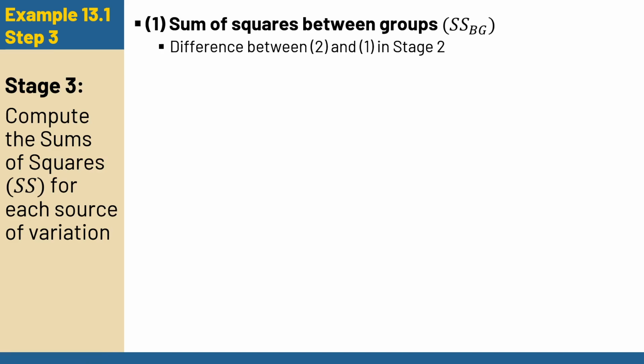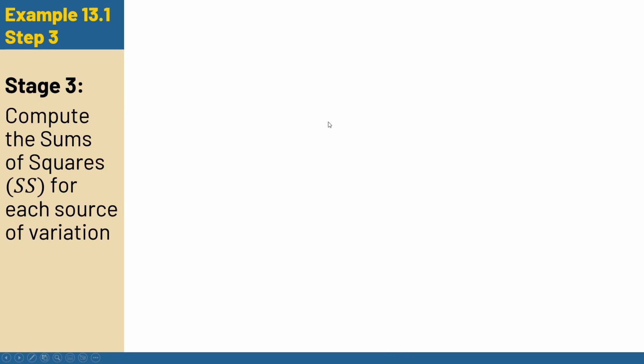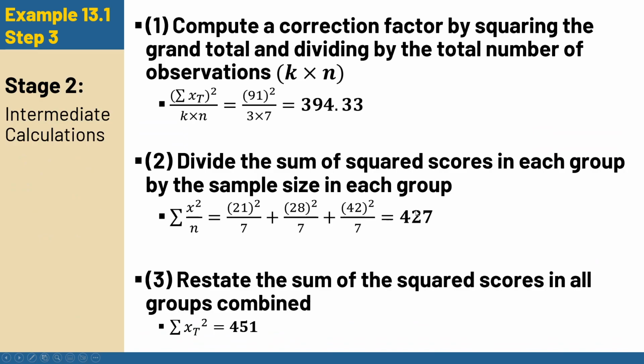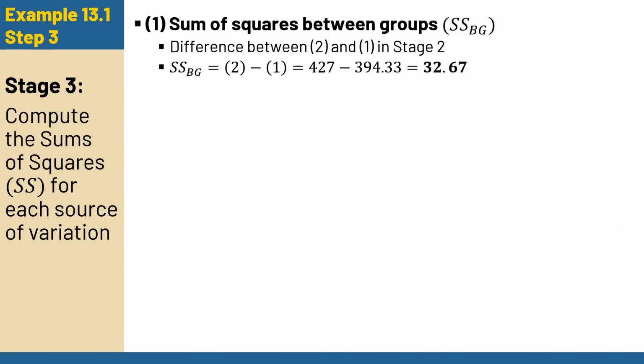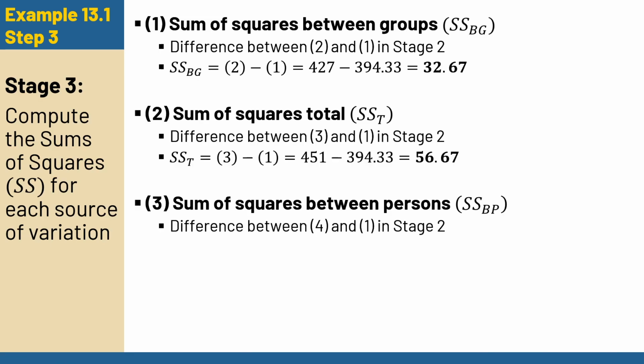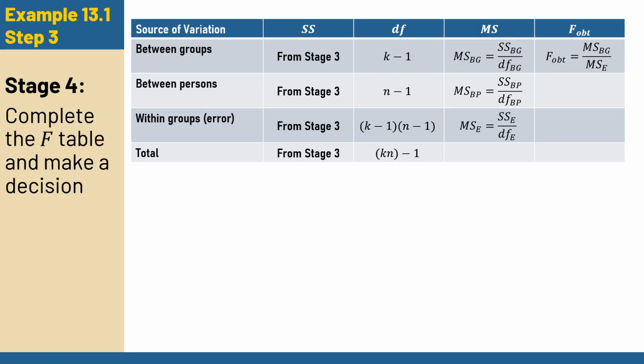Compute the sum of squares. Again, these are referring to the values obtained at step 2 and step 1 in stage 2, on the previous slide. If I go back to stage 2, step 2, I should see a value of 427. Let's go back. Yep, there you go, 427. So that's where those are coming from, and you can follow the directions on the slide to get there.